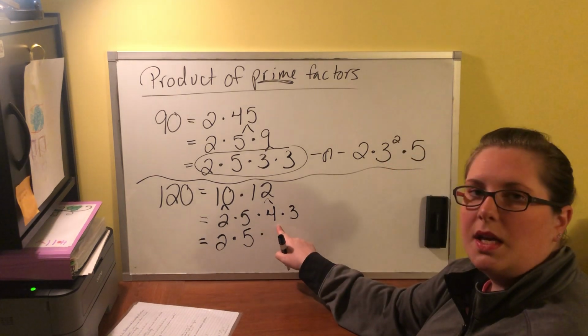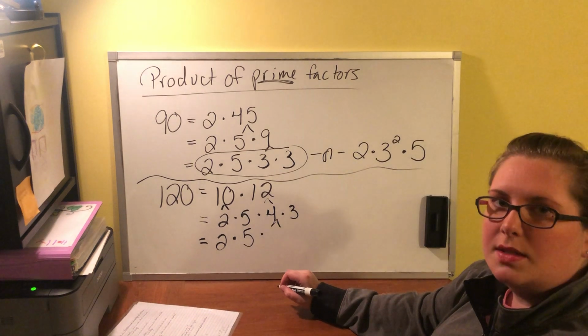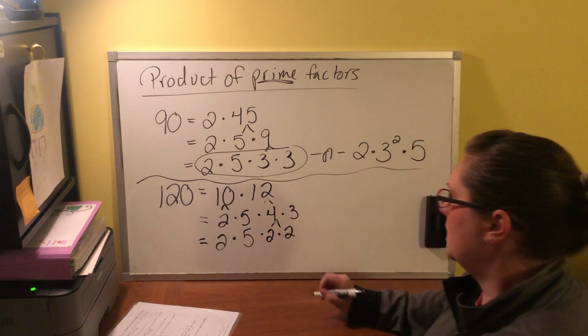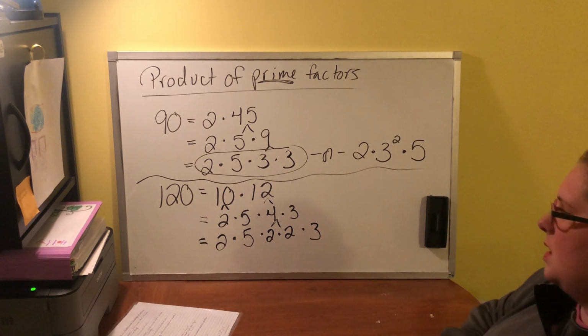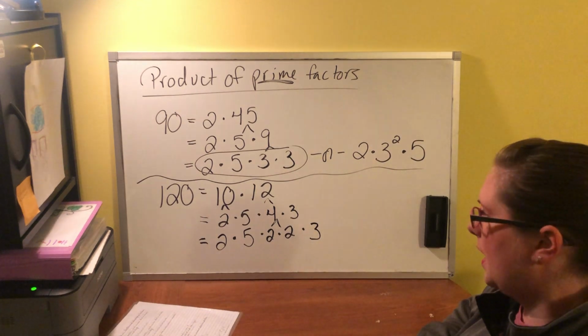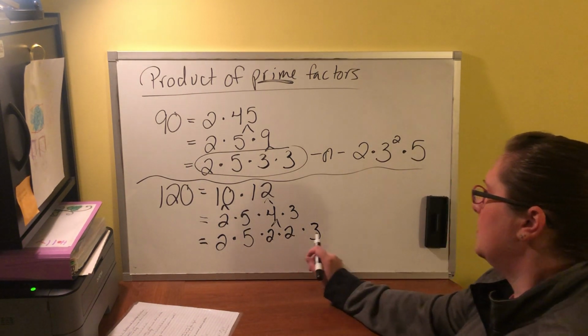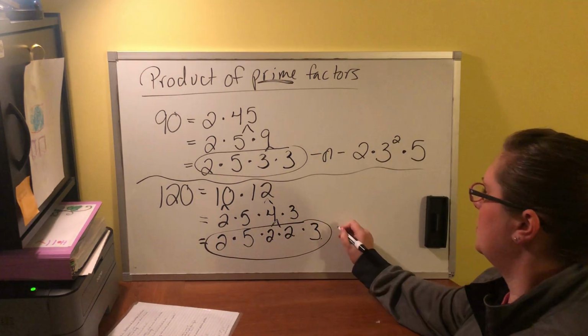Times. Now we're going to analyze the 4. 4 is not prime, it's composite. So now we need to break that down into 2 times 2 gives us 4. And then we're going to go ahead and look at our 3, and 3 is a prime number. Okay, so then we're going to look at our answer. 2 is prime, 5 is prime, 2 and 2 is prime, and 3 is prime as well. So we are done. That is your answer.